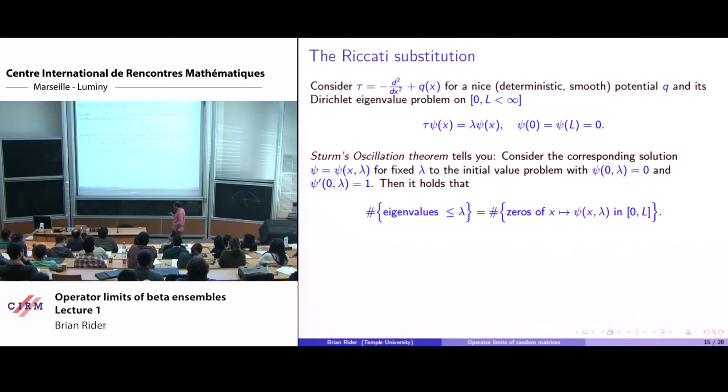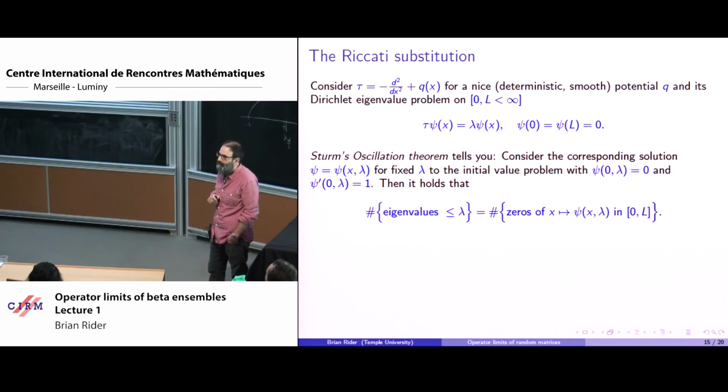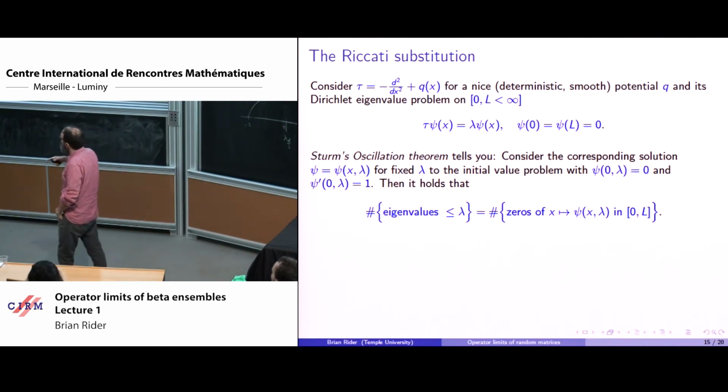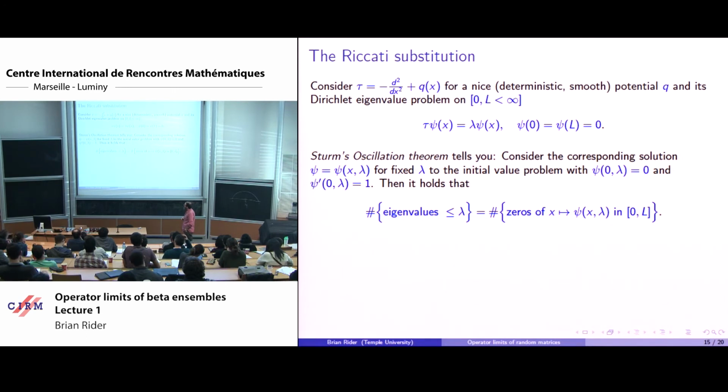And so what this means is that, if you fix a lambda, any level lambda, the number of eigenvalues under level lambda equals the zeros of its initial value solution between time 0 and L. That's classical stuff, all right? And then if you like, you can rework that in terms of a first order problem.